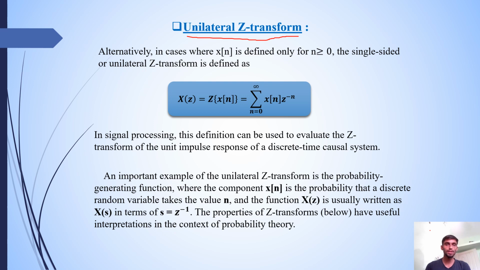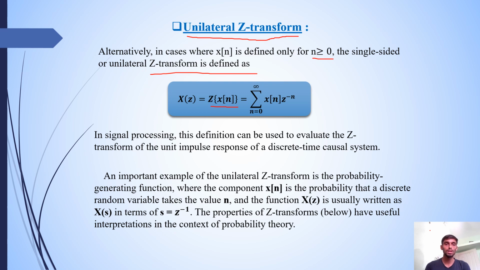Alternatively, in the case where x of n is defined only for n greater than or equal to 0, the single-sided or unilateral Z transform is defined as x of z is equal to the Z transform of x of n, which is equal to the summation from n equals 0 to infinity of x of n into z power minus n. In signal processing, this definition can be used to evaluate the Z transform of the unit impulse response of a discrete time causal system.